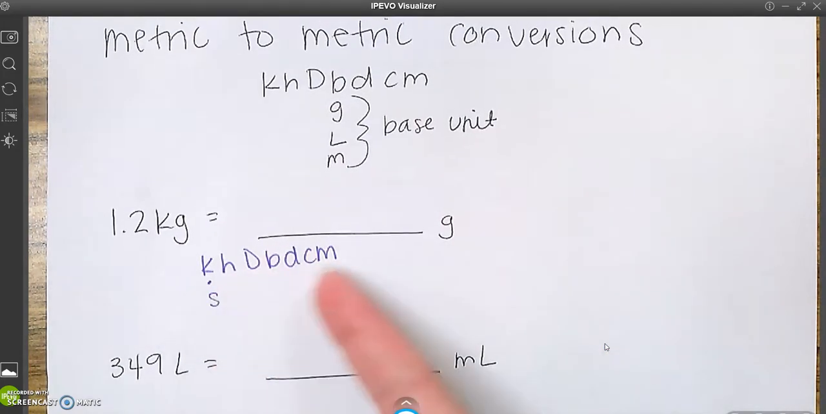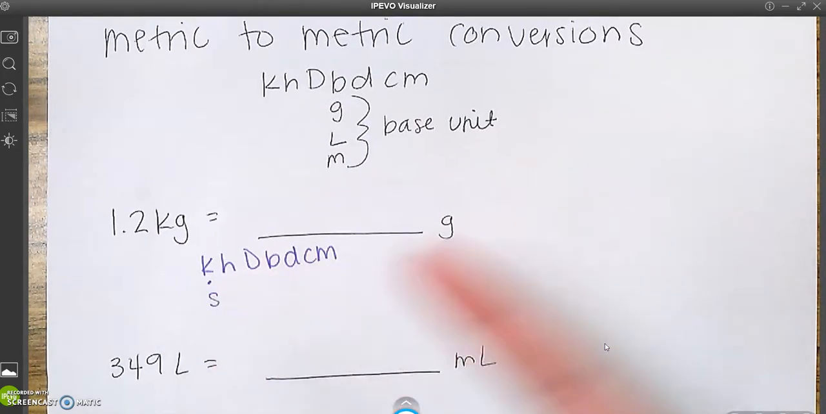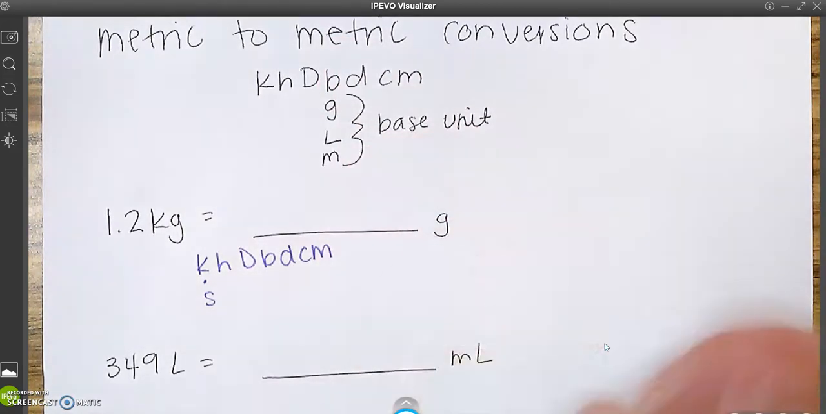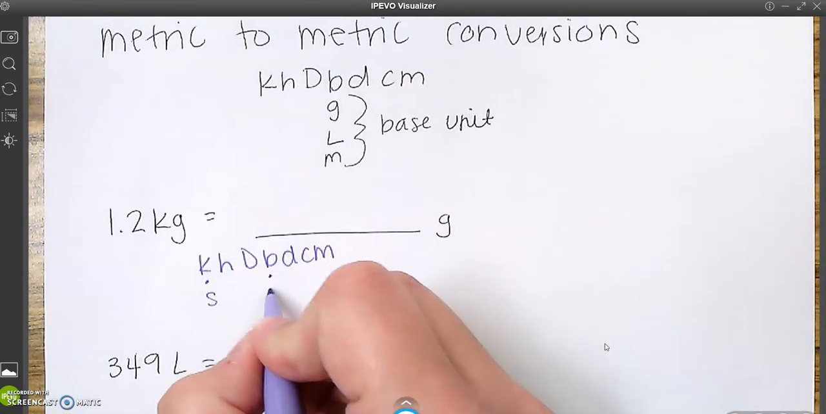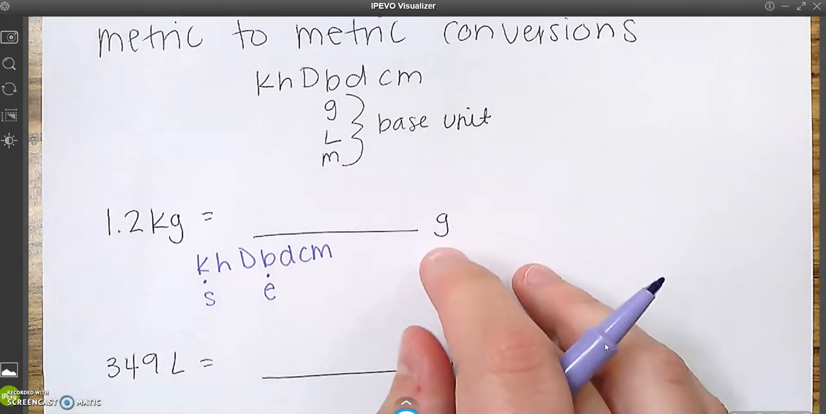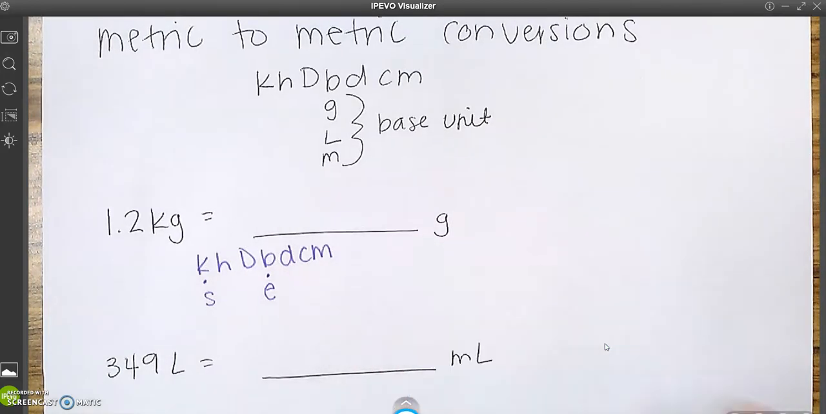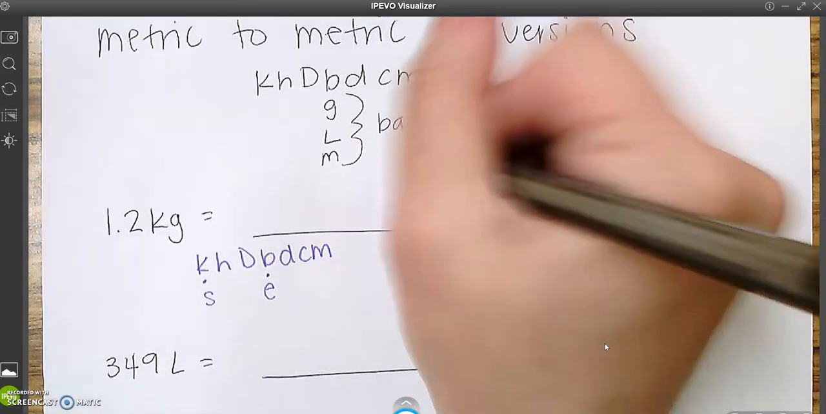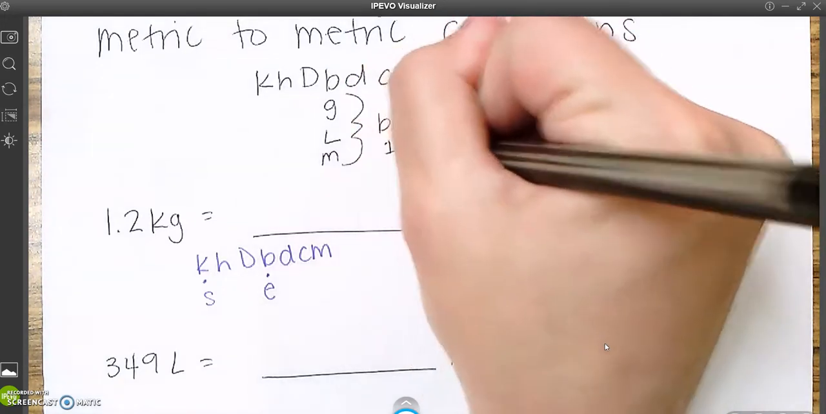Well, if I look at this, there's no G. Well, I have to know that grams is a base unit. So I'm going to put a dot under there and put E for end. Now, one way to think about base units is they only have one letter for their abbreviation, because you're only using the name of that base unit. So if it's one letter, then we're talking about a base unit. I'm going to put a little note up here so we can remember that.